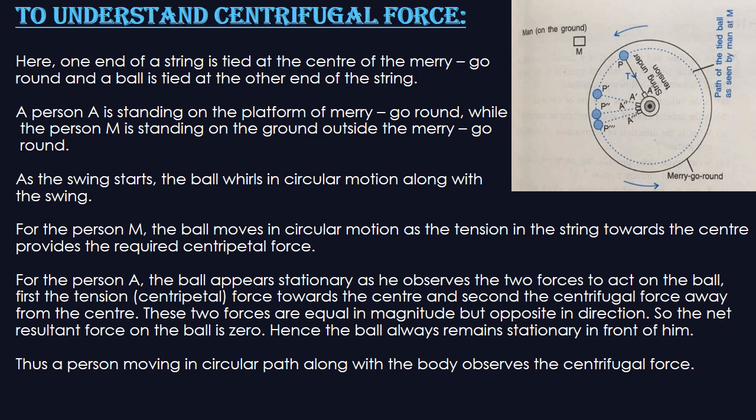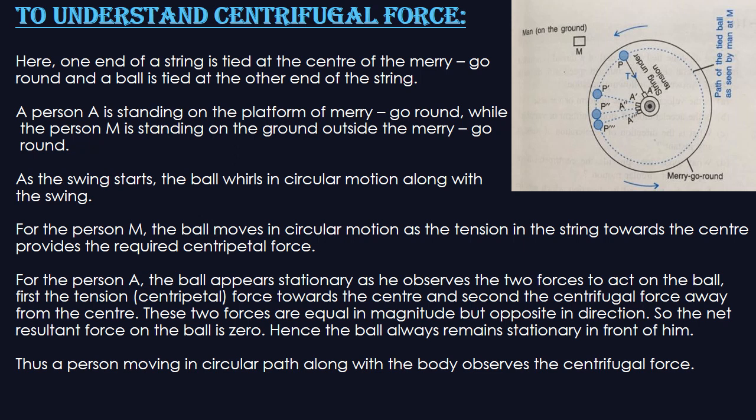These two forces are equal in magnitude but opposite in direction. So the net resultant force on the ball is zero. Hence the ball always remains stationary in front of him. Practically also you can see when the swing is moving in a circular motion, when it is rotating, the ball is covering circular motion and the person who is standing on the platform of the merry-go-round is also moving along with the ball. So the ball will remain in front of him at an equal distance.